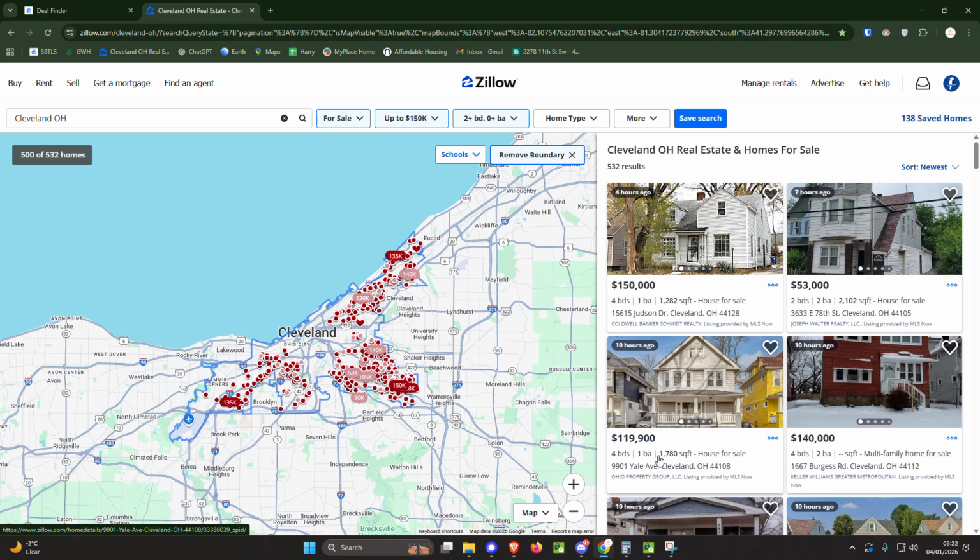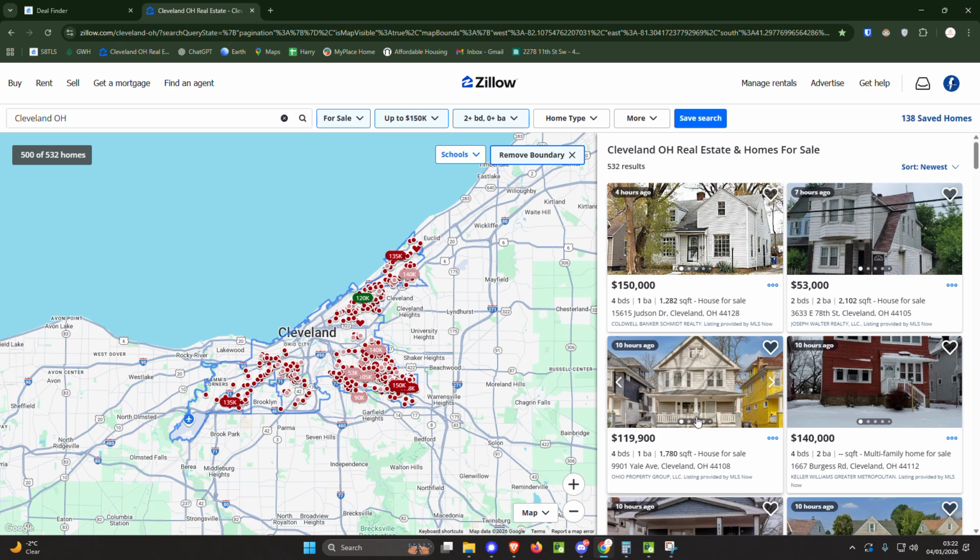Section 8 rent is solely based off of the bedroom count. So for example, this property here, if this was a 2 bed, the rent's going to decrease massively, even though the square footage is the exact same. Or if this goes up to a 4 bed, it's going to increase massively. So the square footage doesn't matter. A big house doesn't affect the rental income.